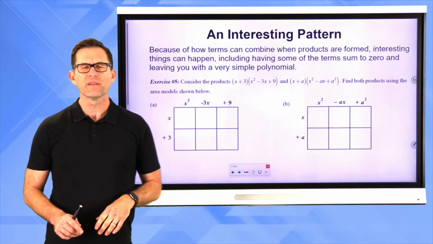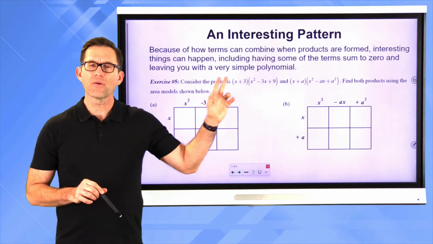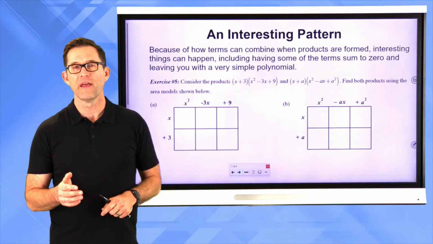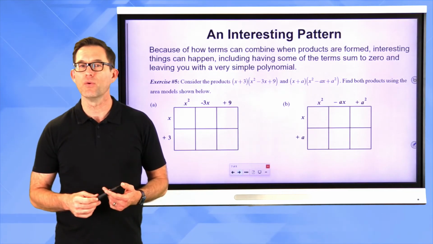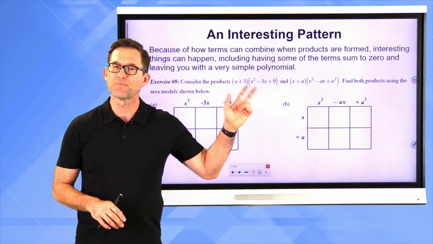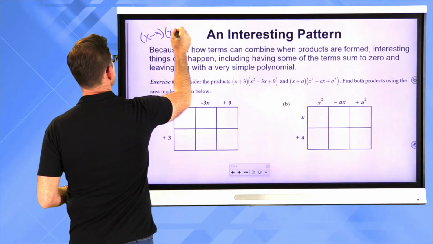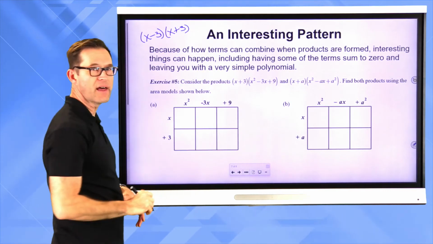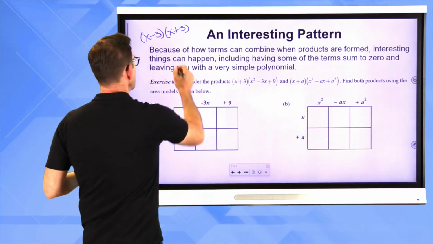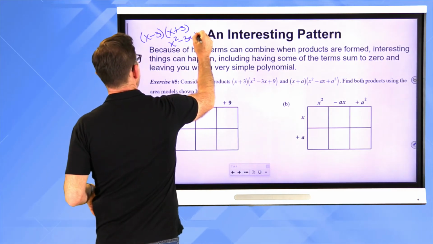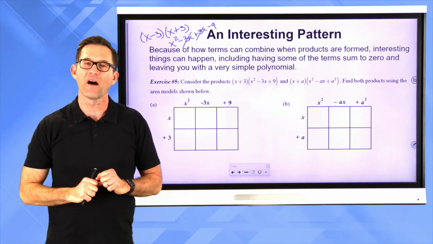All right, now let's take a look at one last thing, and this is an interesting pattern. Because of how terms can combine when products are formed, interesting things can happen, including having some of the terms sum to 0 and leaving you with a very simple polynomial. And you've seen this before, especially with something like x minus 3 times x plus 3. You'd have a negative 3x and a positive 3x, and you'd get x squared minus 3x plus 3x minus 9. Those would cancel, and you'd just be left with x squared minus 9.